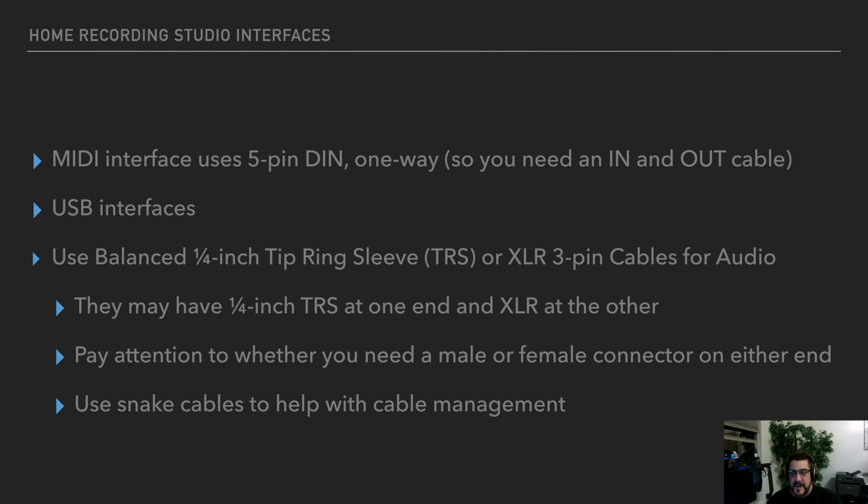So a 1/4-inch balanced cable is a little bit different maybe than the one you're used to using. Tip ring sleeve, TRS. You can tell because it's got the 2 rings on the end of it. And then there's the XLR, which has 3 pins, and it kind of snaps in place, and they can be used for microphones, and they can also be used for audio. They may have a 1/4-inch TRS at one end and an XLR at the other. Pay attention to whether you need a male or a female connector at either end, and then of course you can also use snake cables to help with cable management.